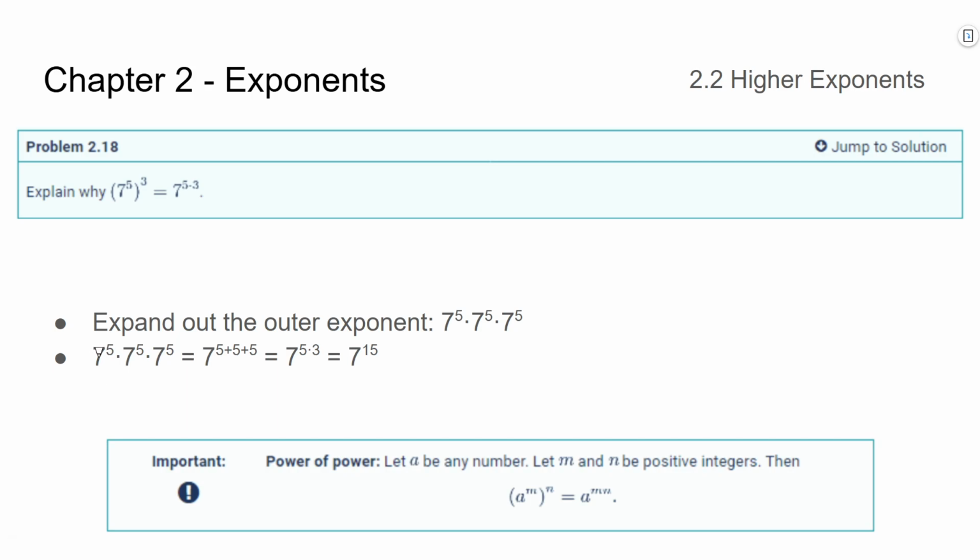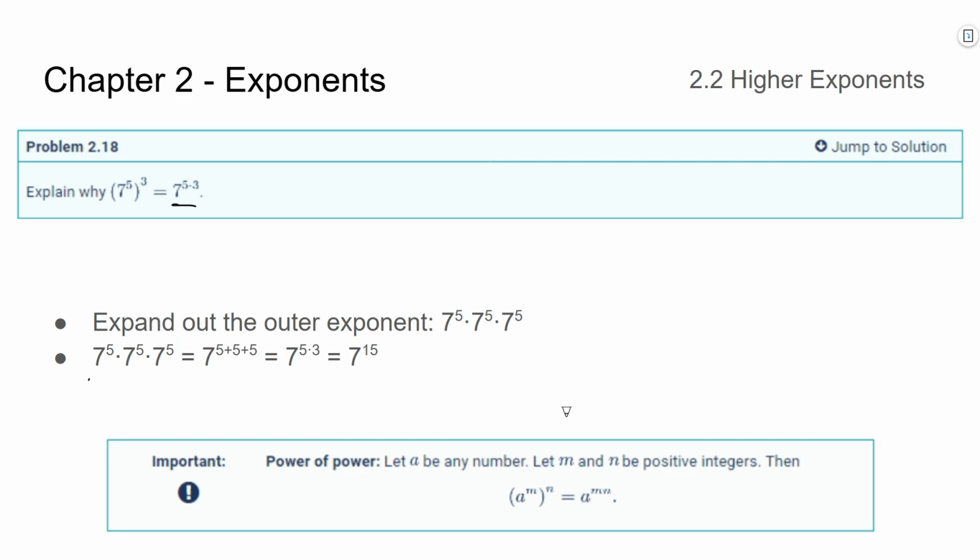And we also know that we can add these exponents together as long as they have the same base. Well, we can do 5 plus 5 plus 5. And there we go right there. Well, 5 plus 5 plus 5, that's the same thing as saying 3 times 5. That's 3 5s. So 7 to the 5 times 3. And that's what we're looking for right here. And we could also just do that multiplication and say that that's going to be 7 to the 15th.